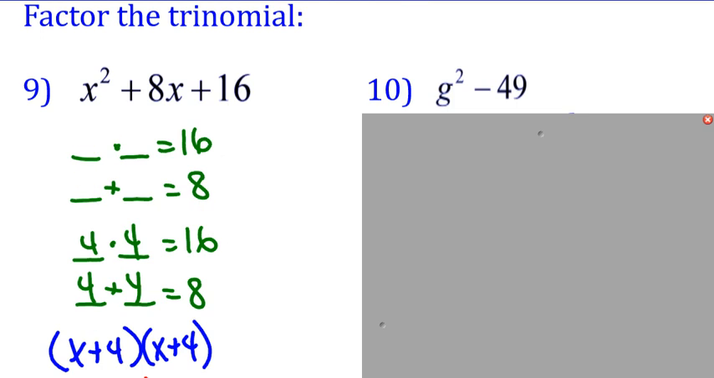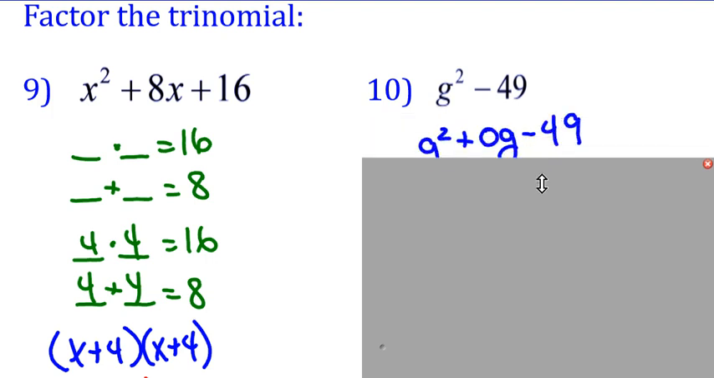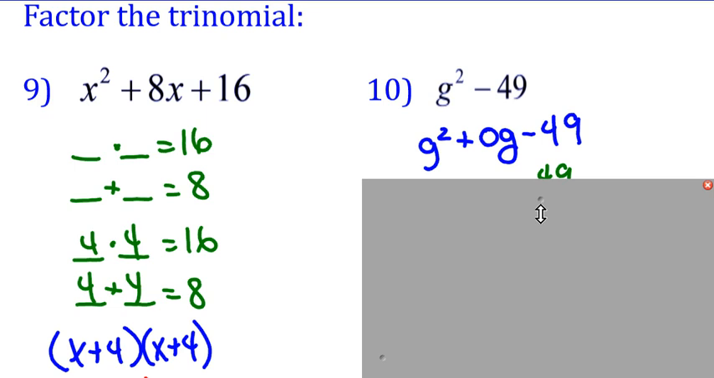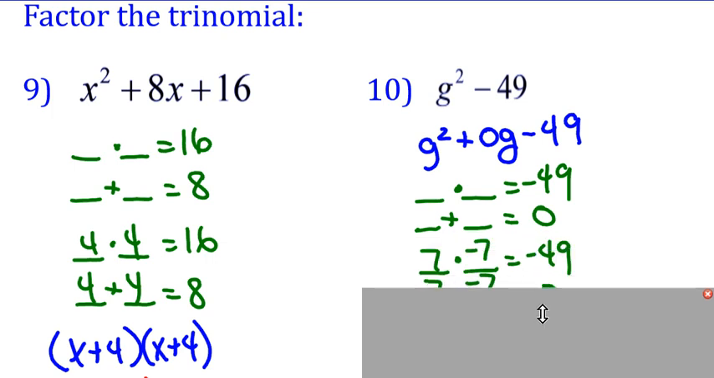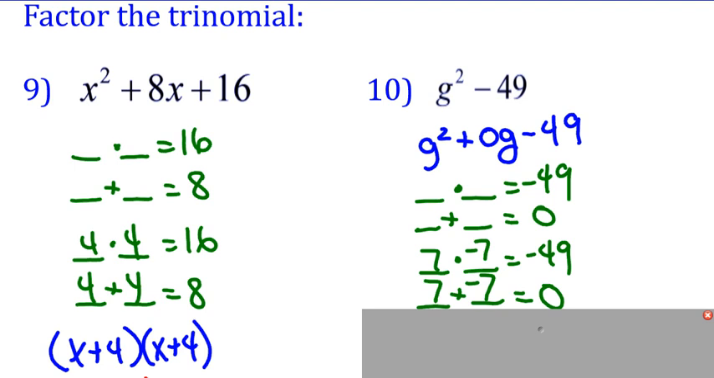For g squared minus 49, again, the greatest common factor is 1, so we can think about our number pattern. What times what gives us negative 49, and what plus what gives us 0, because that linear term is missing. So thinking about both of these rules, in order to add to get 0, one of them would have to be positive, one would have to be negative of the same amount. So I'm going to use a positive 7 and a negative 7 to make that happen.